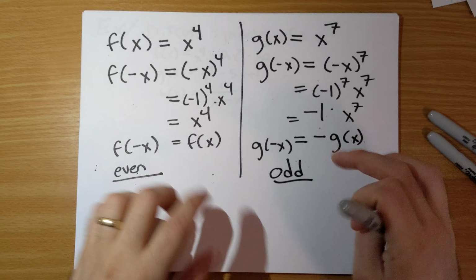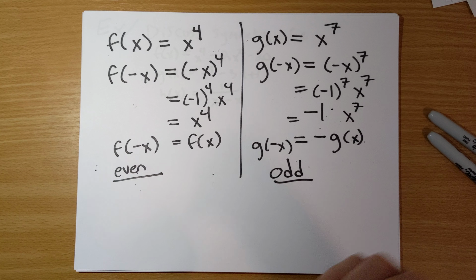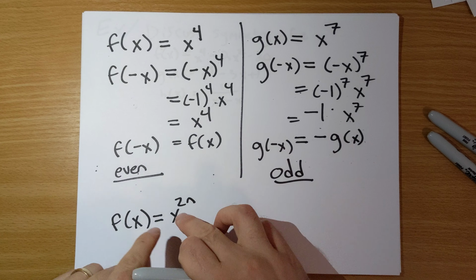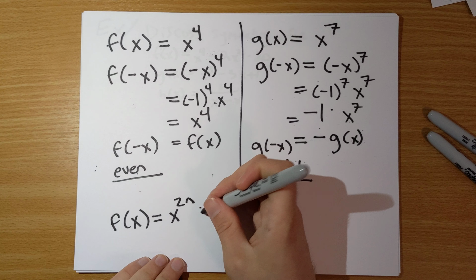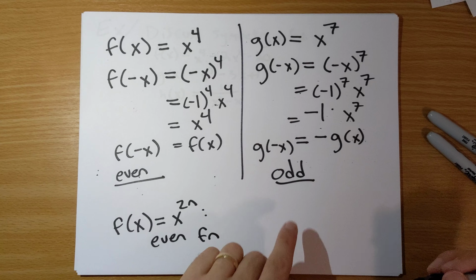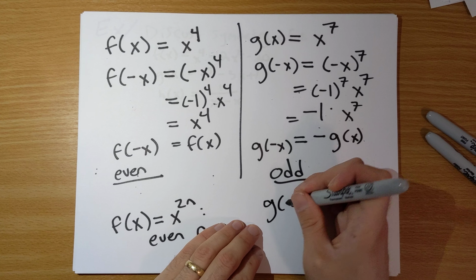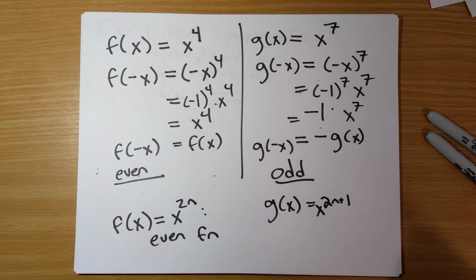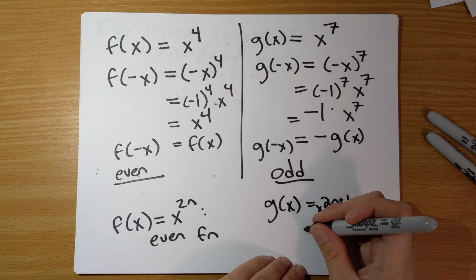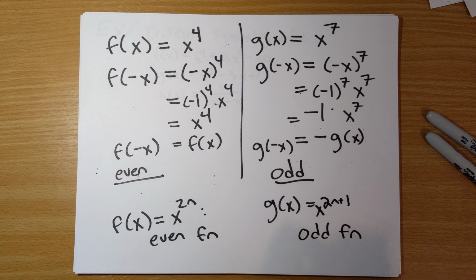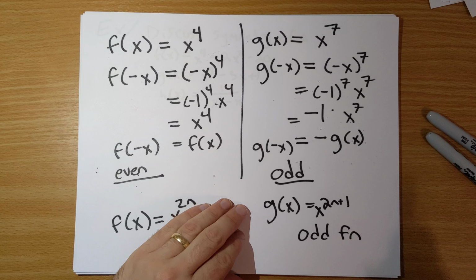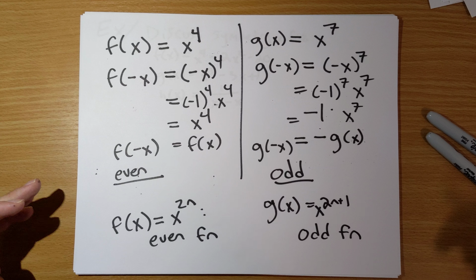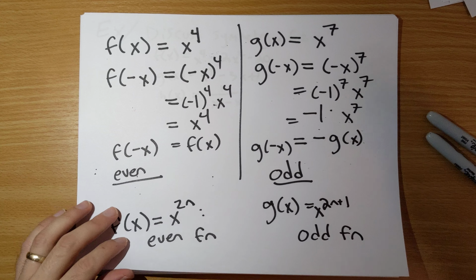And these two examples are not accidents here. So f of x is equal to x to the 2n, I'm making the exponent here even, is an even function. And g of x is equal to x to the 2n plus 1, where the exponent here is an odd number, is an odd function. So even powers of x and odd powers of x are great examples here of even and odd functions.